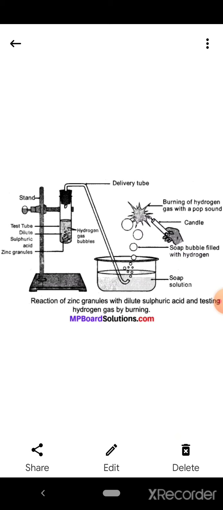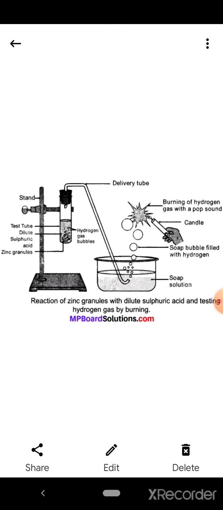Pass the gas being evolved through this soap solution. When you pass the gas evolved through the soap solution, bubbles will form in the soap solution. Now take a burning candle near a gas-filled bubble and note down your observation. You can also repeat this activity for other acids like HCl, that is hydrochloric acid, HNO3, that is nitric acid, and also acetic acid, that is CH3COOH. You can note all these observations in your book also.